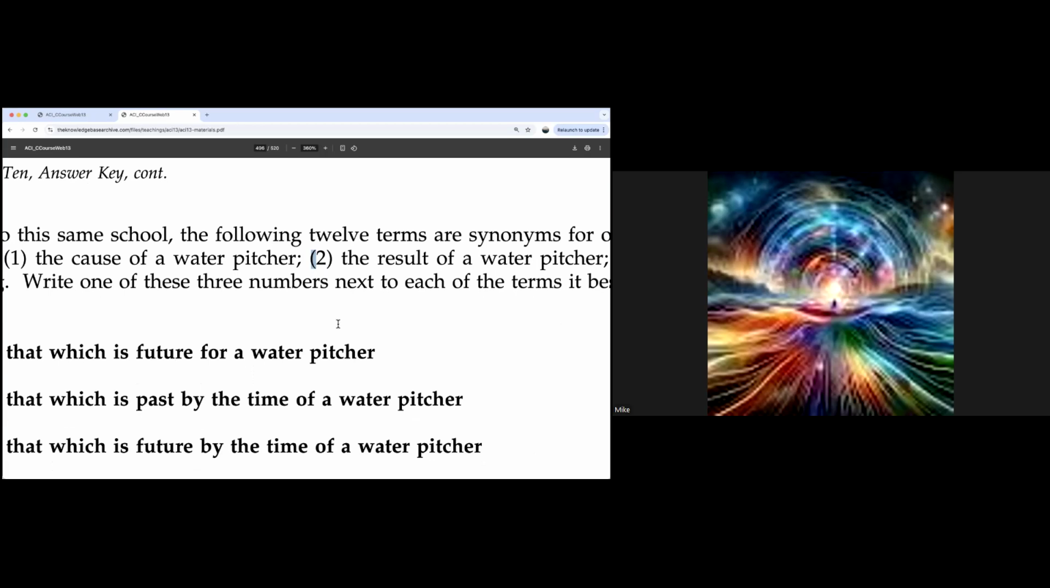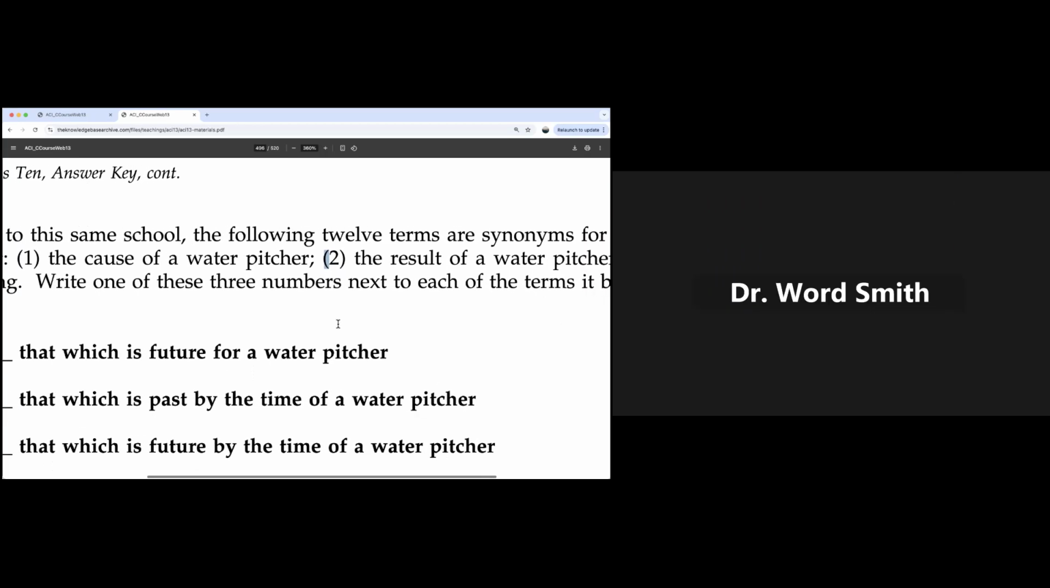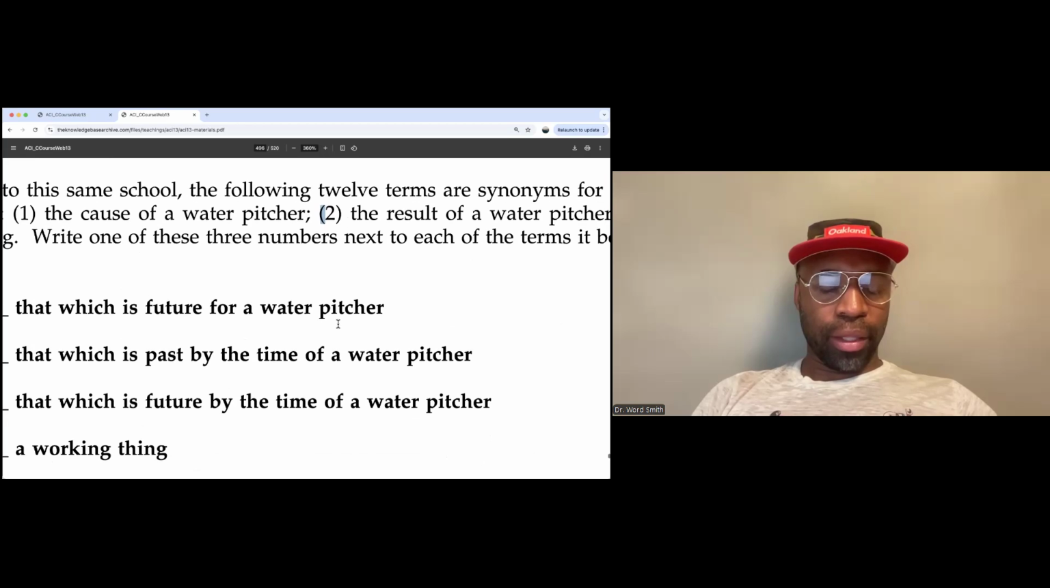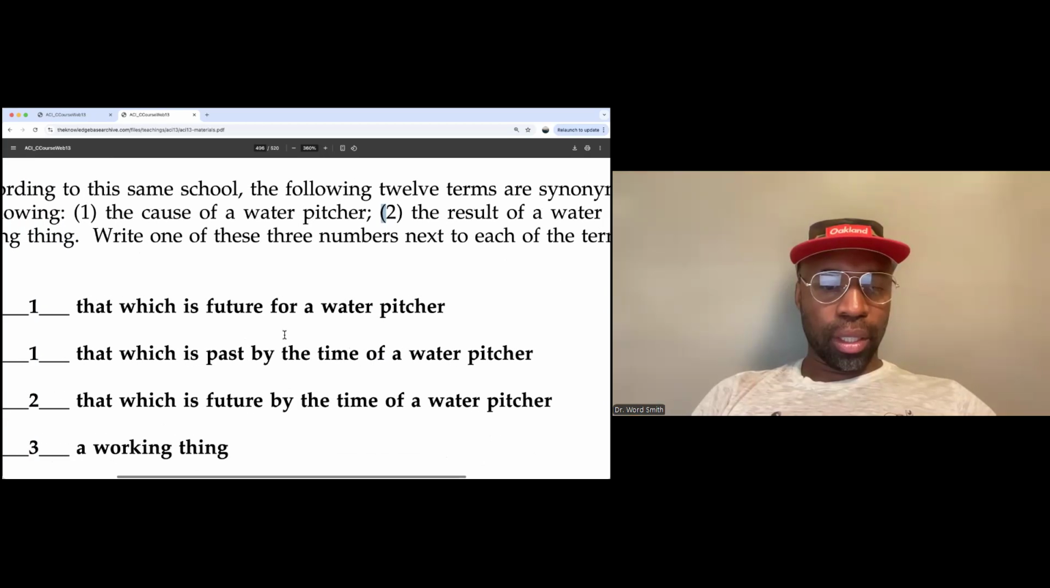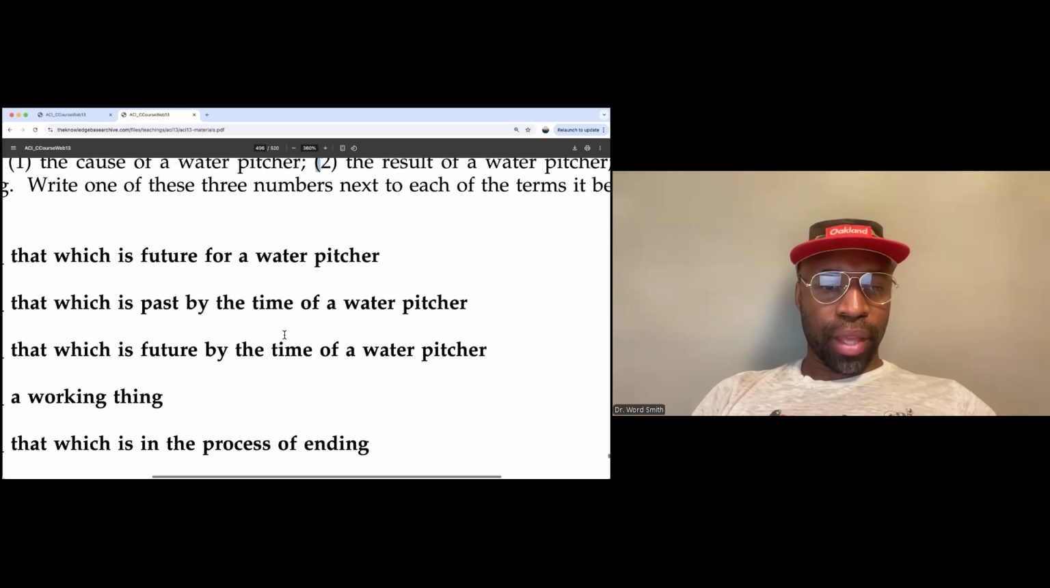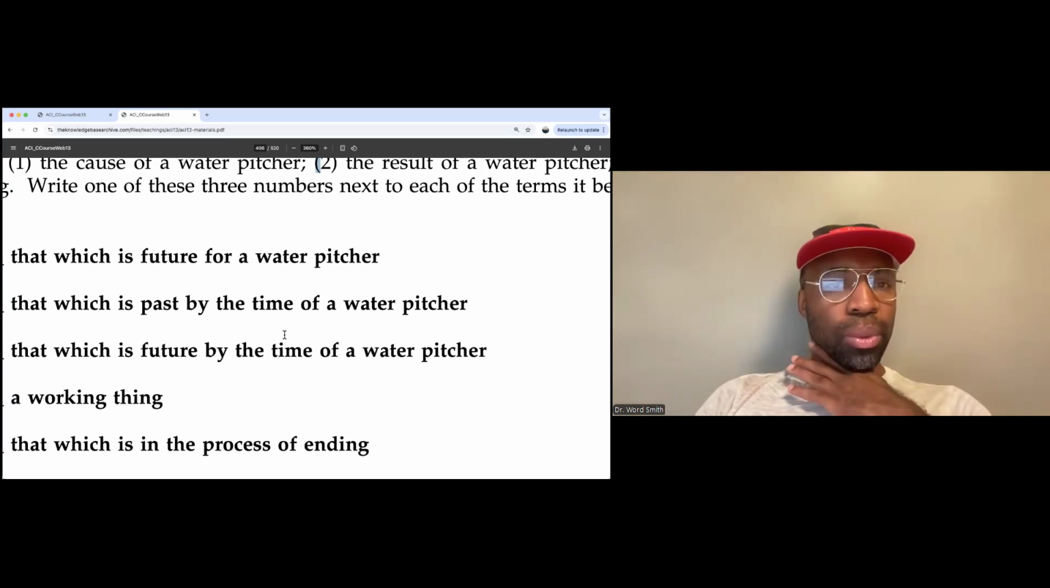Two. Should be two, the result, right? Yay, got it. A working thing. Three. Yeah, yeah, a changing thing. Good. Yay, done. That which is in the process of ending.